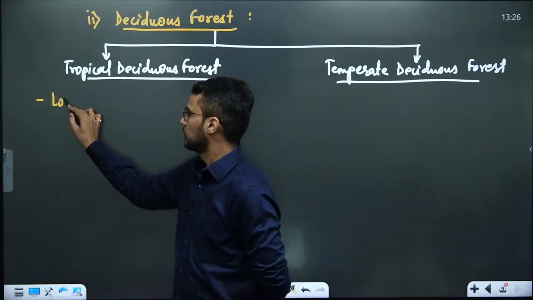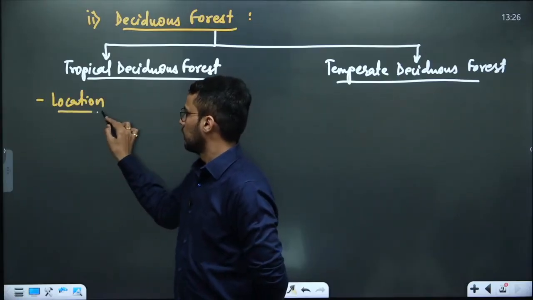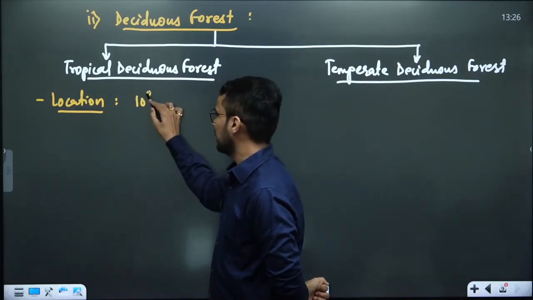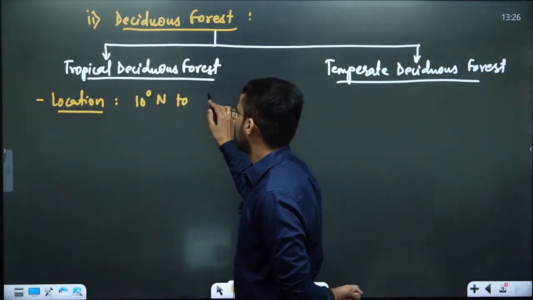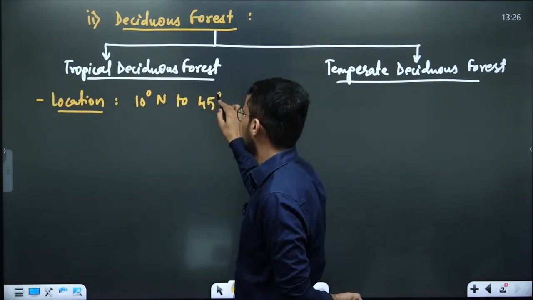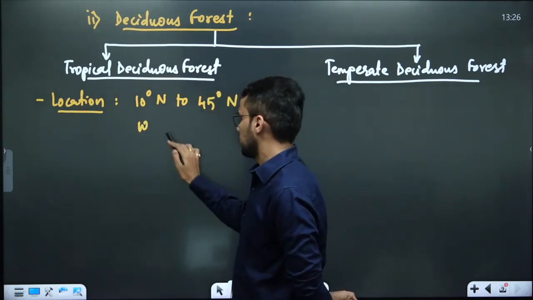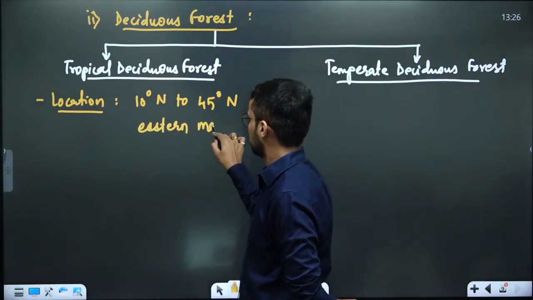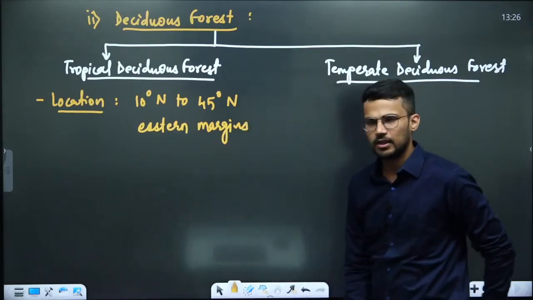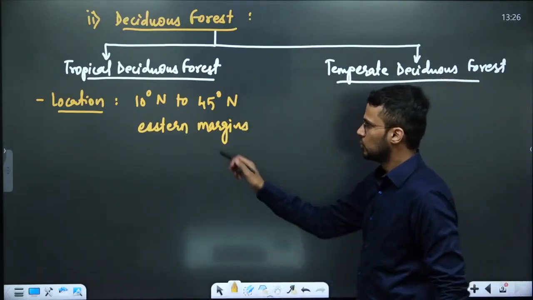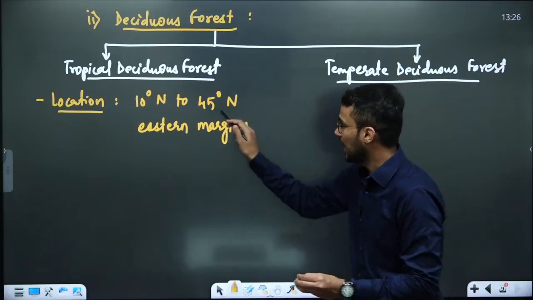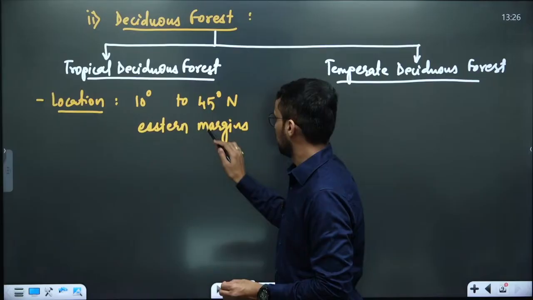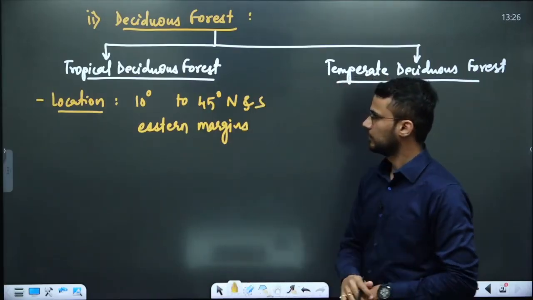Location. What is the location of tropical deciduous forest? It is 10 degree north to 45 degree north, eastern margins. Right? It would include subtropical as well. So 10 degree to 45 degree north and south. ठीक है.